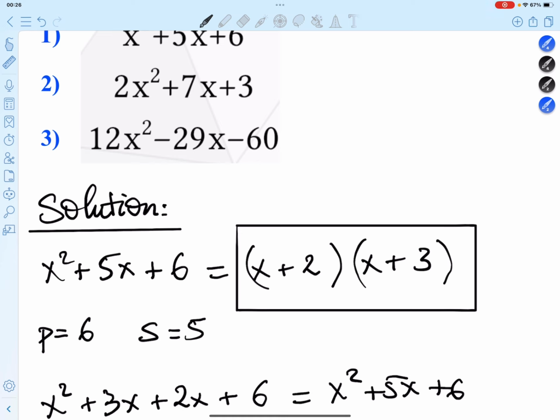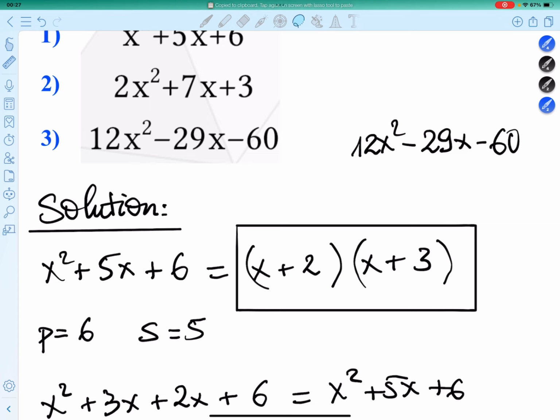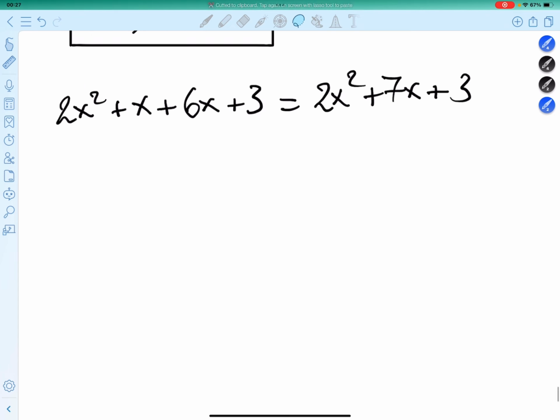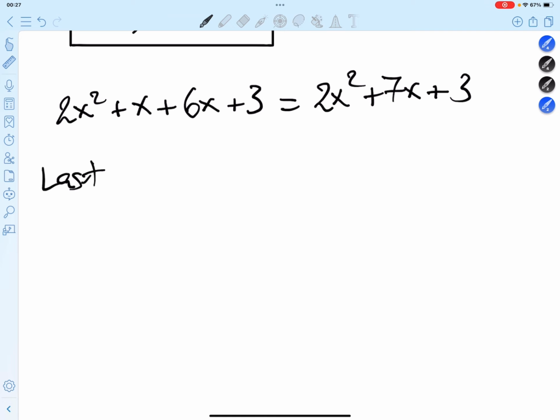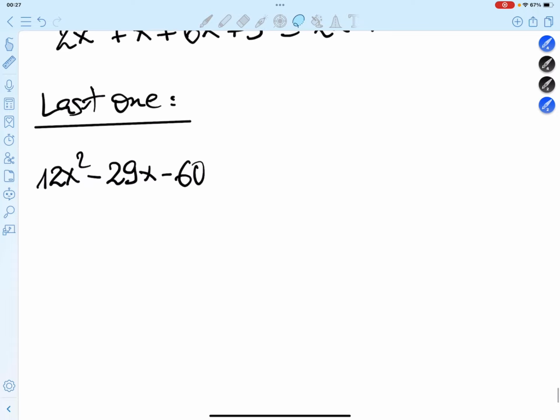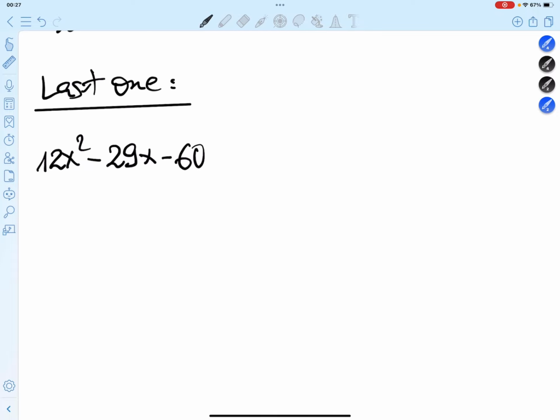So let's copy this: 12x squared minus 29x minus 60. So let's put it here. The last one is this, 12x squared minus 29x minus 60.